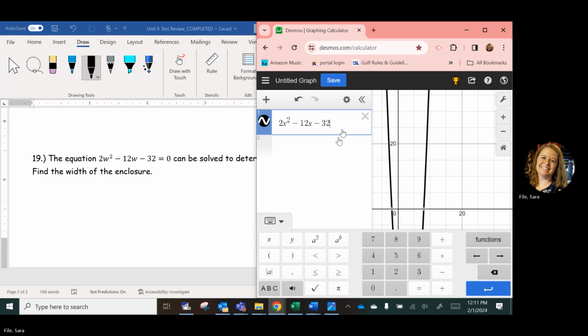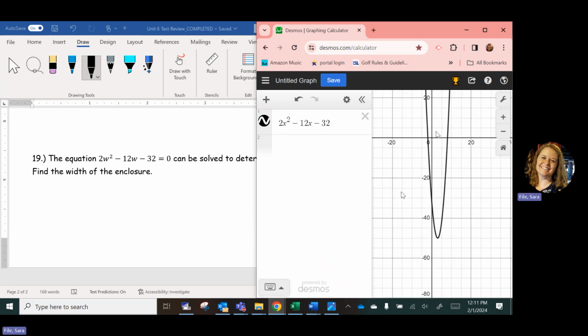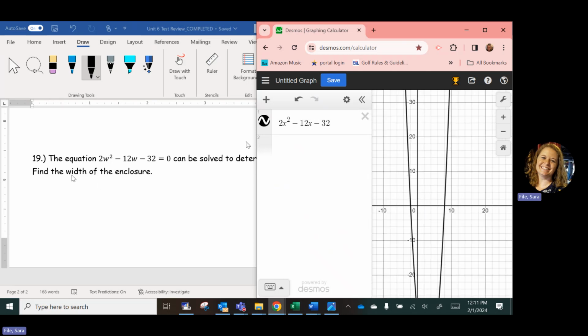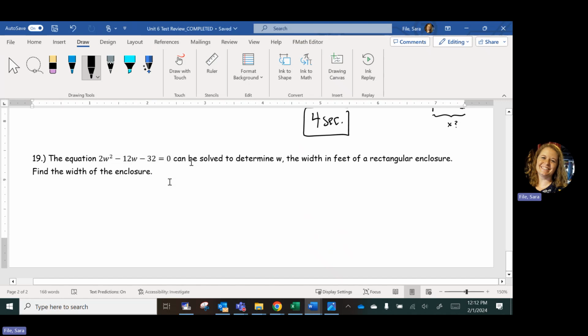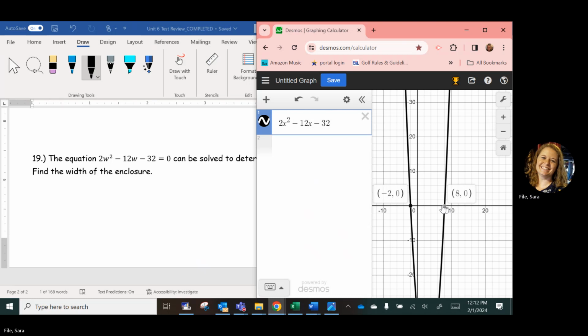All right, so here is our graph. Now think about w. w is x, so our x-axis is representing the width. It says that this equation can be solved to determine w, the width of the rectangular enclosure. If we are solving the equation, we are looking for the solutions, the roots, the zeros, the x-intercepts. So that's all we are looking for on this graph, the x-intercepts. But if we look, we have one negative and one positive.